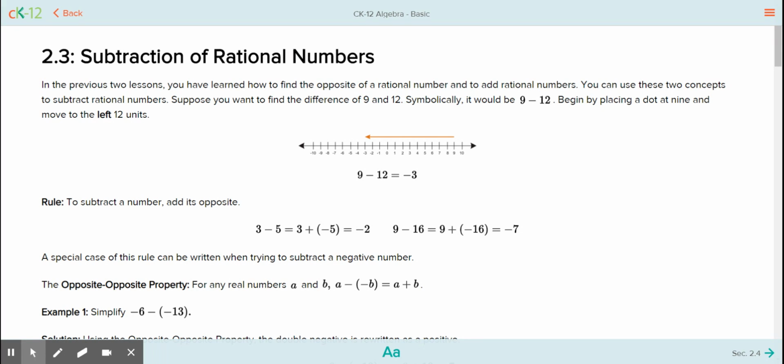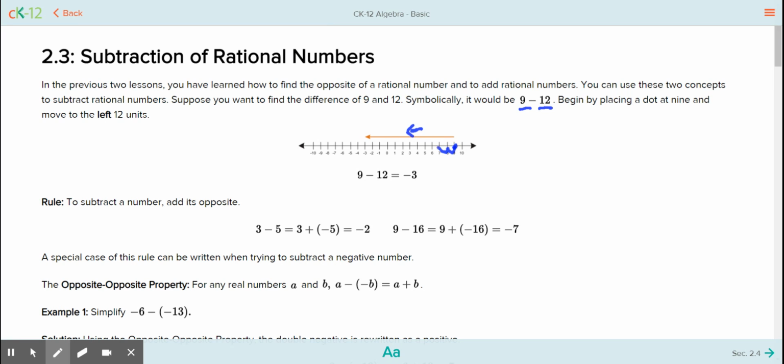Suppose you want to find the difference of 9 and 12. Symbolically, it would be 9 minus 12. Begin by placing a dot at 9 and move to the left 12 units. So here's our number line, and here's 9, and we're going to go to the left. We're going to follow the arrow. We're going to go to the left 12 units.